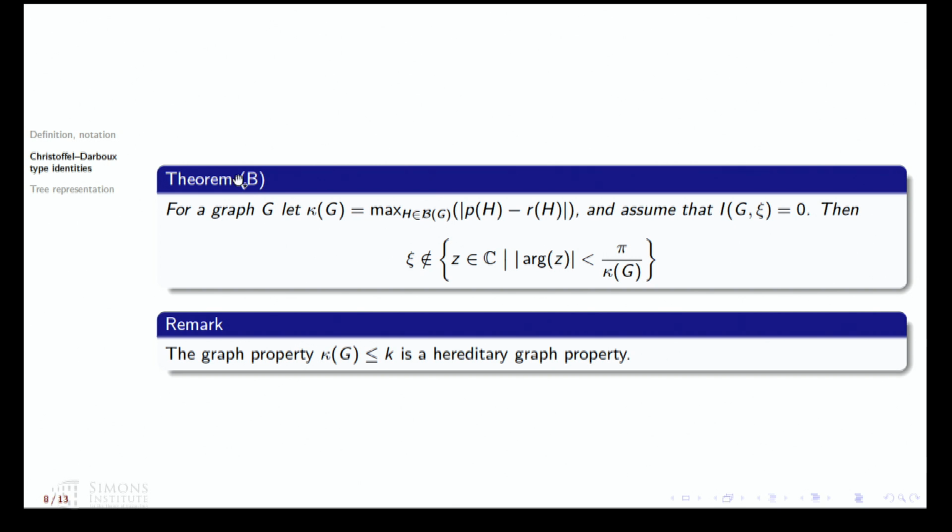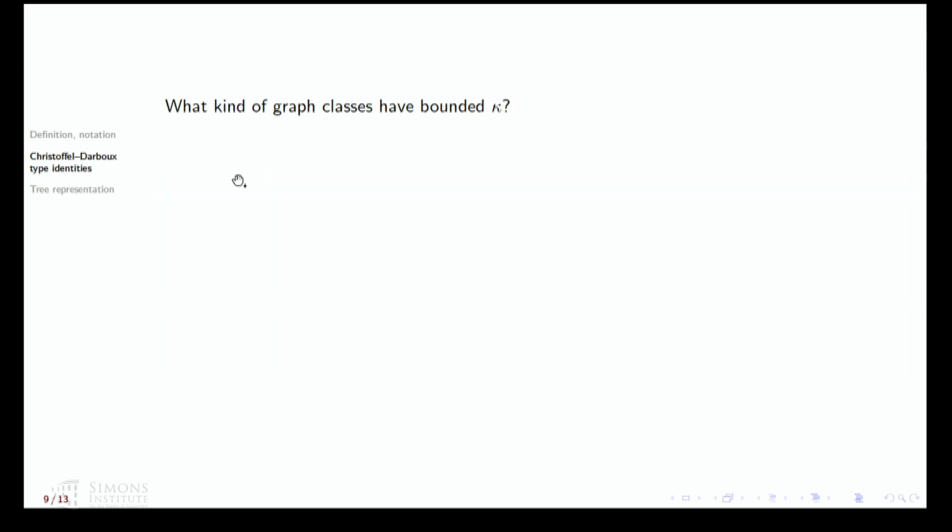And we can wonder what kind of graphs can have bounded kappa. The first class is clearly the one with at most one. Why is it a hereditary property?